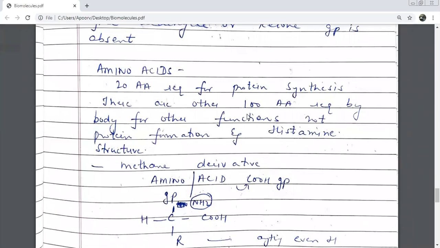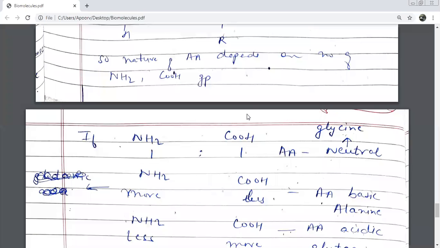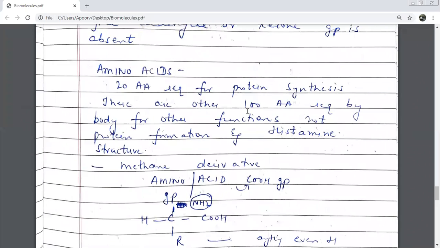Now, if you're clear, should I move on to the second kind of biomolecule I have decided to finish today? Should I start with amino acids? Yes, ma'am.